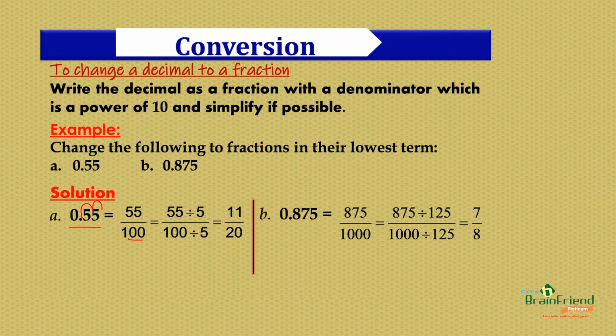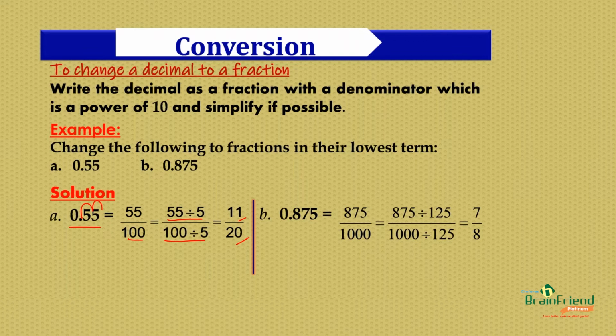Now, recall also when we are talking about ratios that I mentioned you can divide the denominator and the numerator by the same number to express a number as a ratio. The same thing applies here in a fraction. So we can divide 55 by 5 and 100 by 5. And when we do that, we would have 11 over 20. This is the simplest form we can have 0.55 represented as a fraction.